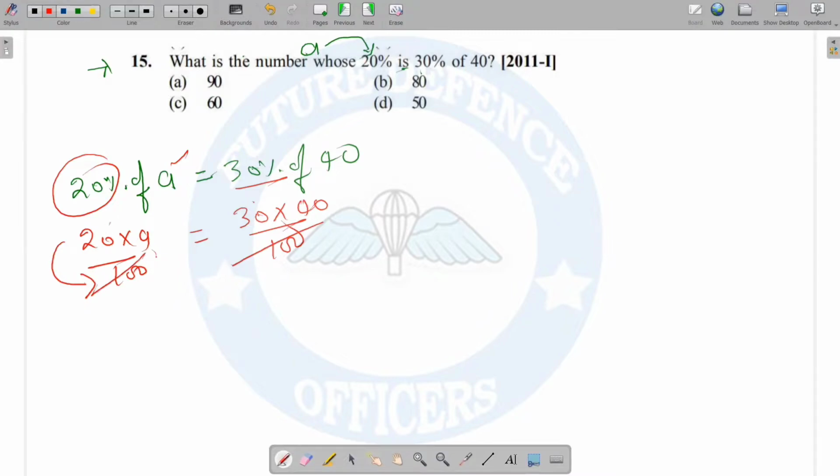So this zero is gone. A is equal to, this 2 will cancel, 2 times 3 is 6, so 60. A is equal to 60. So the answer is 60. Just a previous year question.